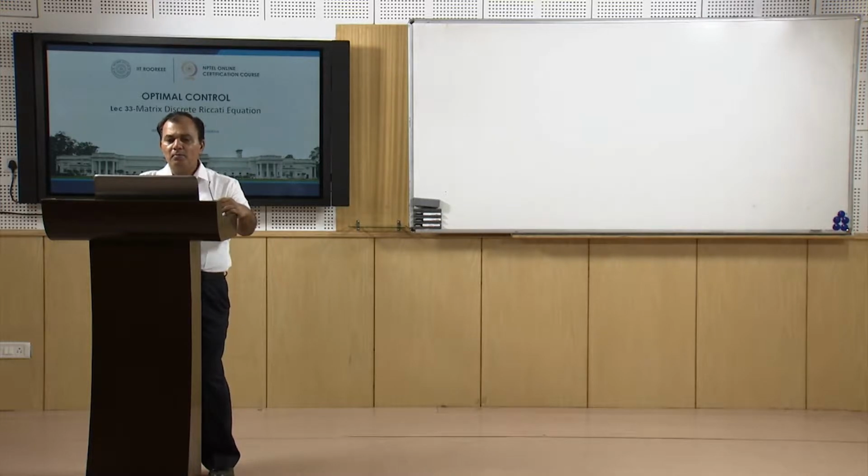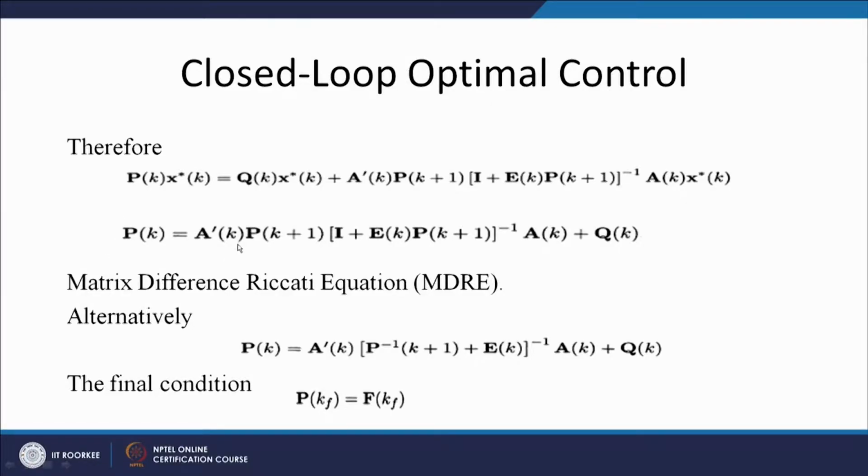which is of the form given here: P k equals A prime k P k plus 1 times I plus B k R inverse B prime k P k plus 1 inverse A k plus Q k. This is my discrete Riccati equation, and it is in matrix form because P is a symmetric positive definite matrix, but the elements of P vary with k, because we are considering the time varying system. So it is a matrix difference Riccati equation.